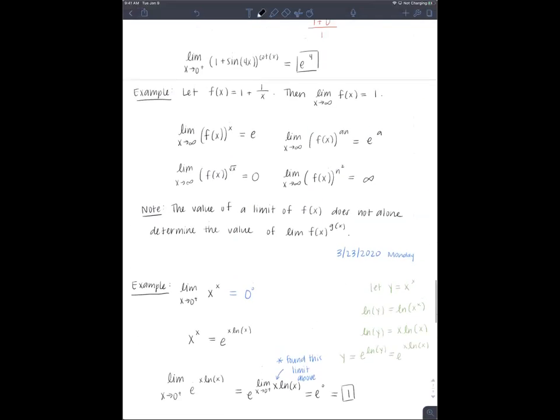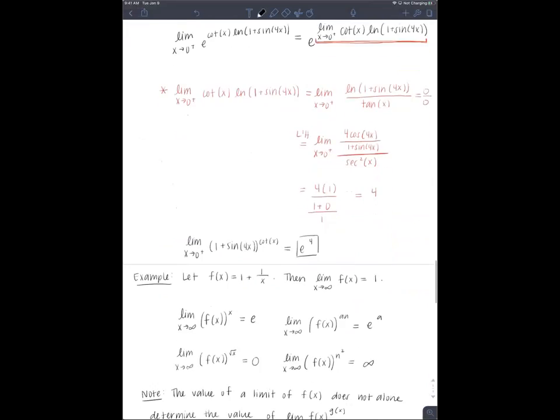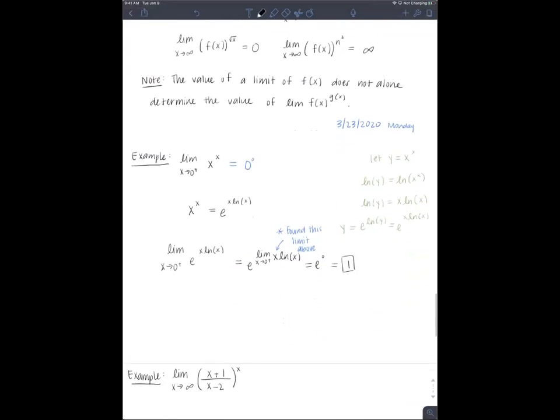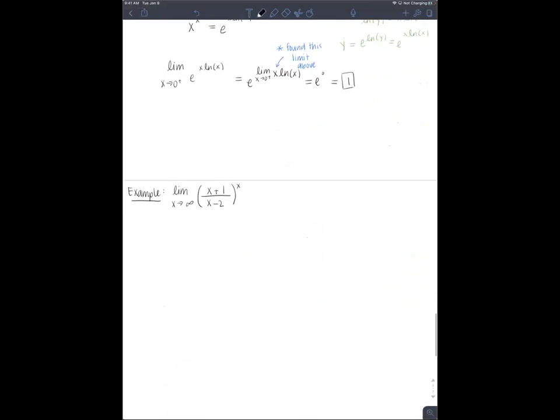When I plug this in, wouldn't I get infinity to the power of infinity? This is one of those indeterminate forms with an exponent. So you're going to do the same thing that we've been doing, and I'll do it the long way, just in case. I'm going to have x plus 1 over x minus 2, to the power of x.